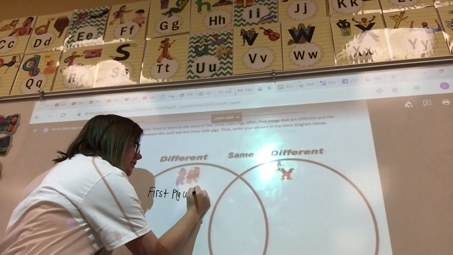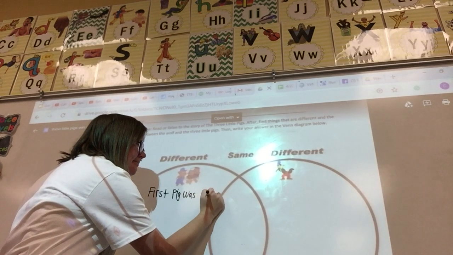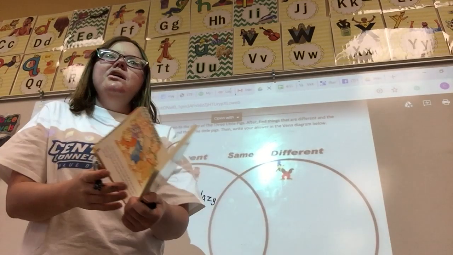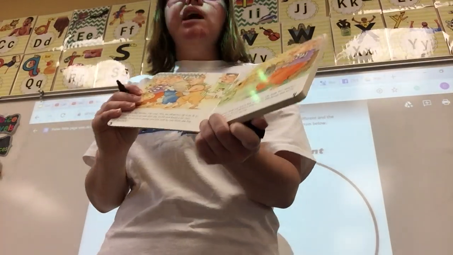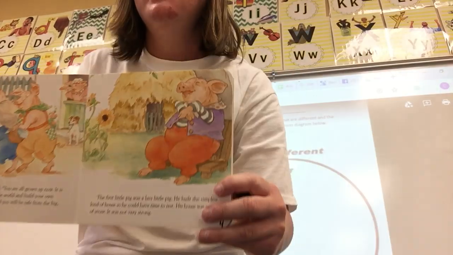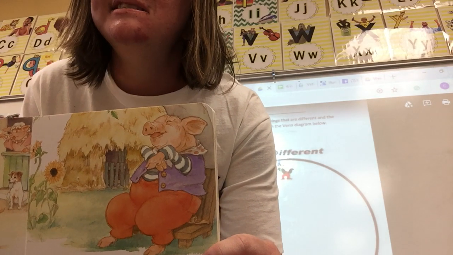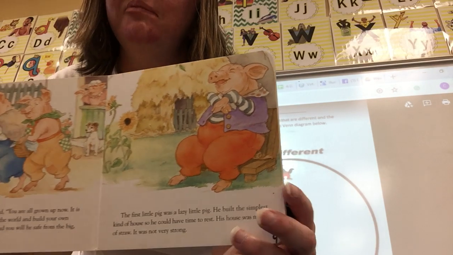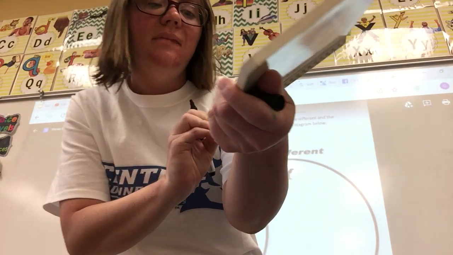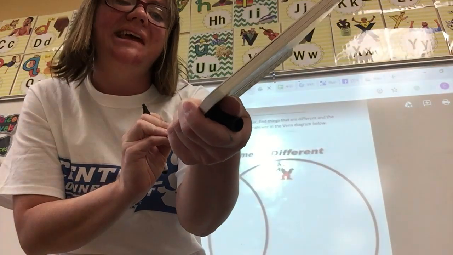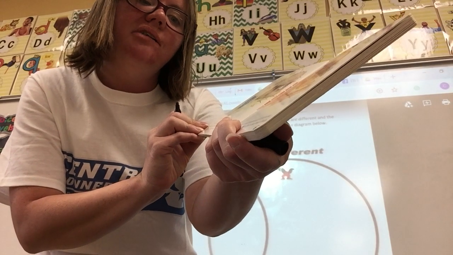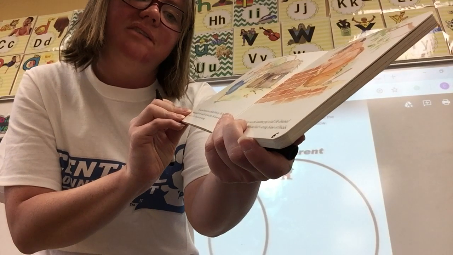Do you remember what the word lazy means? That's right, he didn't really want to do a lot of work. He just wanted to do a job as fast as he could so that he had time for other things. Looks to me like he just wants to sit and enjoy the sun, which isn't a bad thing. But we'll see what happens. The second little pig was a playful little pig. He built his house quickly so he could go out and play. His house was made of sticks.